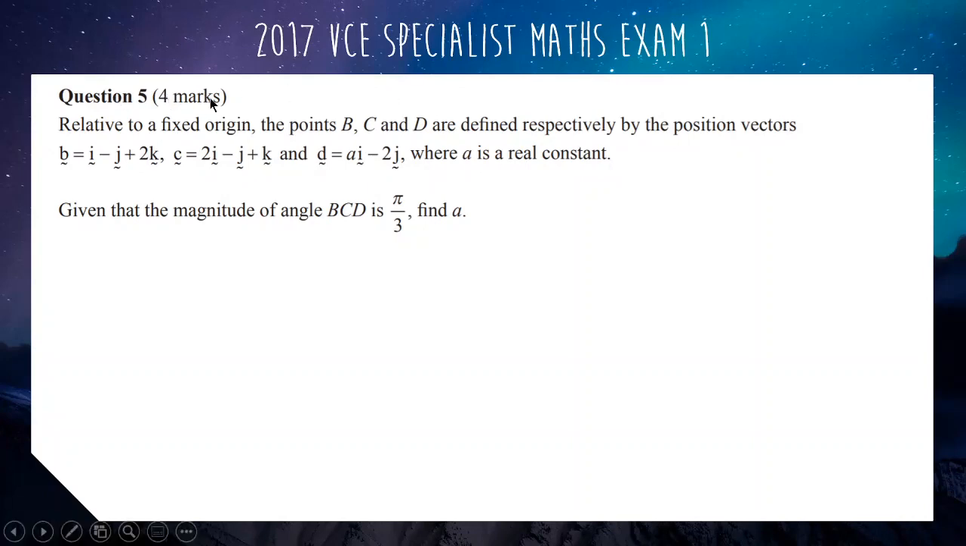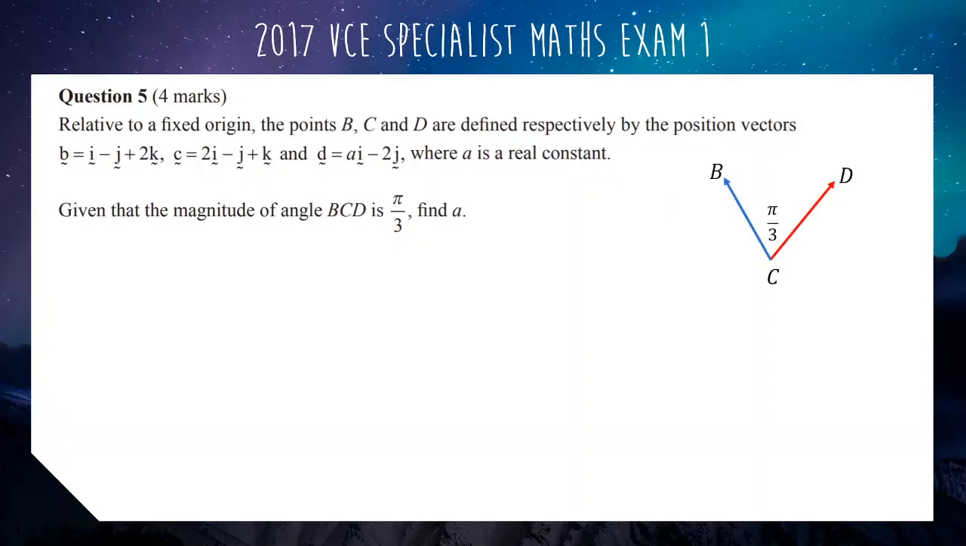We have a 4-mark question, so a fair bit of work. Relative to a fixed origin, the points B, C, and D are defined by the position vectors b, c, and d, where d has an unknown real constant a. Given that the magnitude of the angle BCD is pi on 3, find the value of a. All right, as always, pause the video, see if you can get an answer or see how far towards an answer you can get, and then I'll tidy up the rest for you.